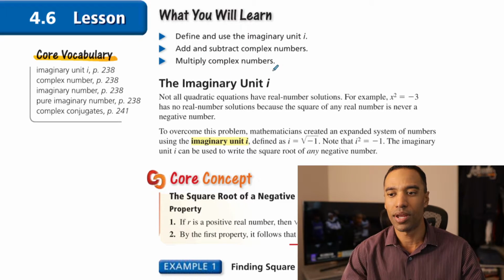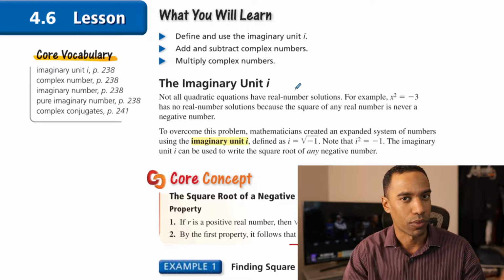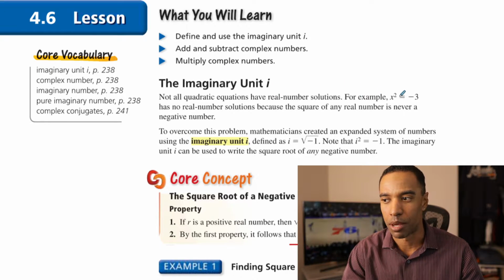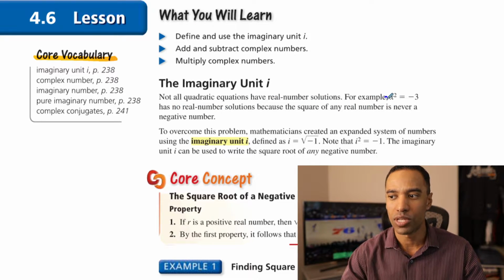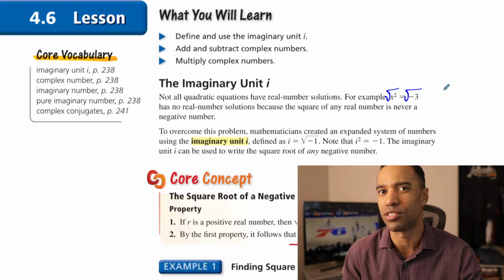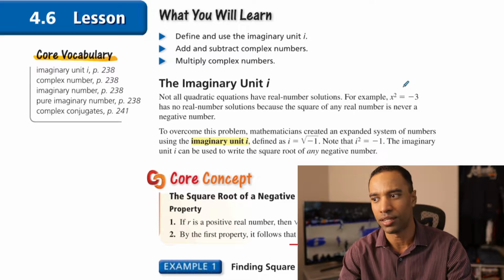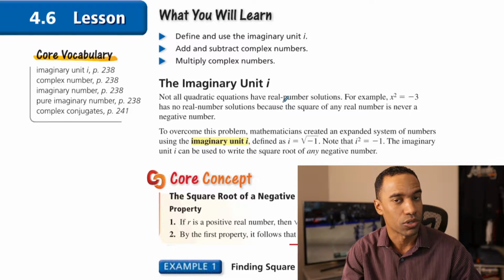All right, the imaginary unit i. Not all quadratic equations have real number solutions. For example, x squared equals negative 3 has no real number solutions because the square of any real number is never a negative number. Remember, you take the square root of both sides and you go to the calculator. What's the square root of negative 3? And it says domain error or something like that, or it says you can't do it. And then we just say no real solution. It's not no solution, though.